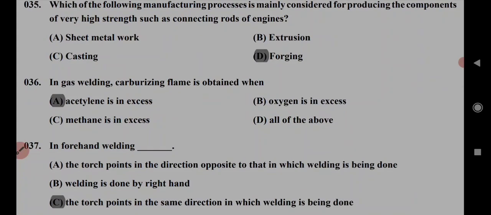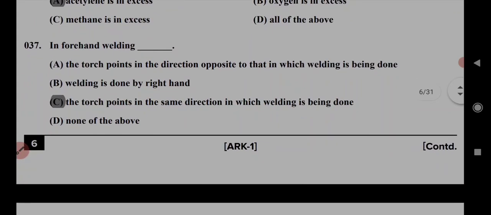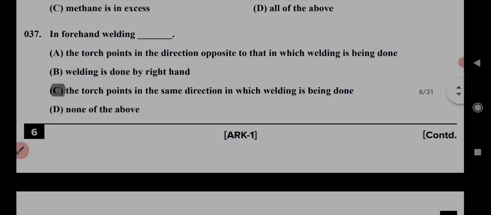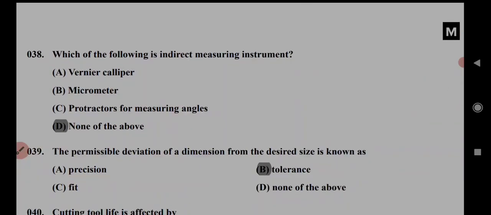In gas welding, a carburizing flame is obtained when acetylene is in excess. Option A is correct. In forehand welding, the torch points in the same direction in which welding is being done. Option C is correct. Which of the following is an indirect measuring instrument?